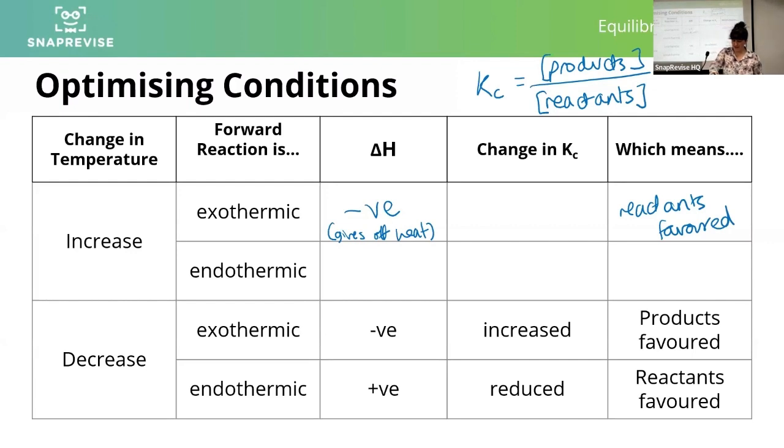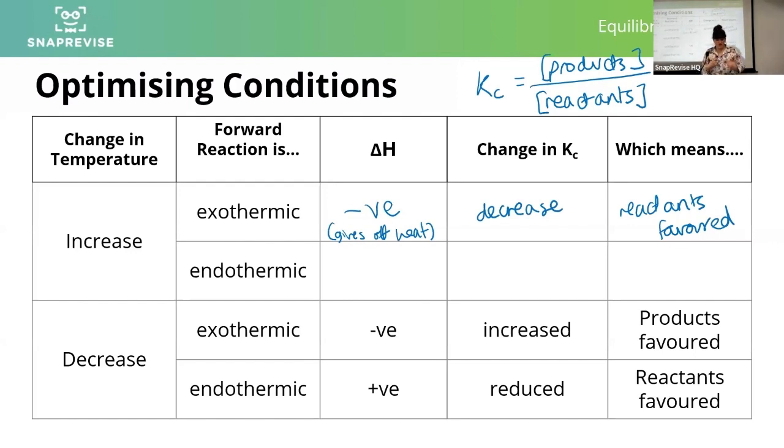So if our reactants are being favored, they're on the bottom of the fraction. If the bottom of the fraction is getting bigger, the value of Kc, if you think about the bottom of a fraction getting bigger, that means the fraction itself is getting smaller. So Kc is going to decrease.